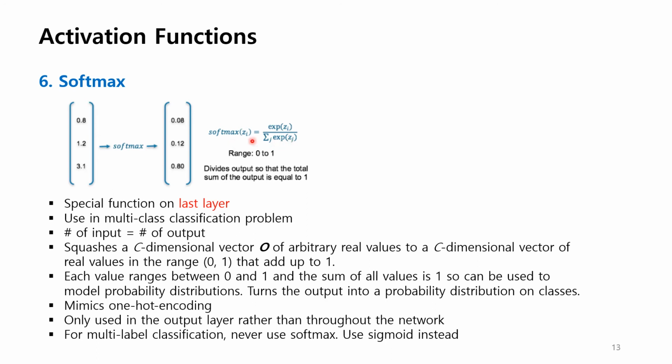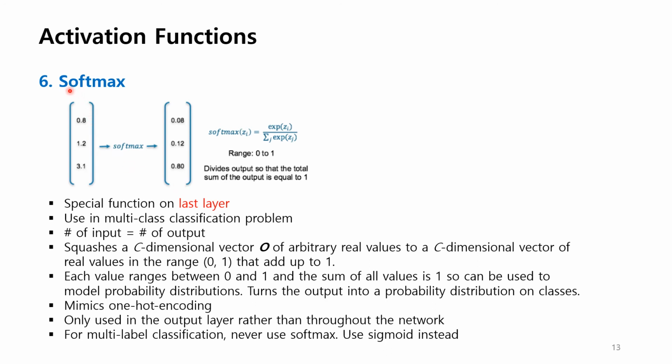So Zi represents the output value here. Okay, so each output value Zi is transformed like this. Okay, so it becomes a probability distribution. You can see here the summation of this is 1, right? So it ranges between 0 and 1. Okay, and this whole vector is a probability distribution now.